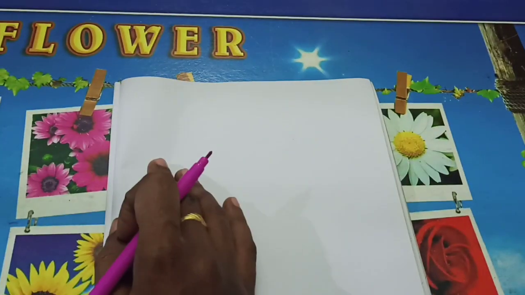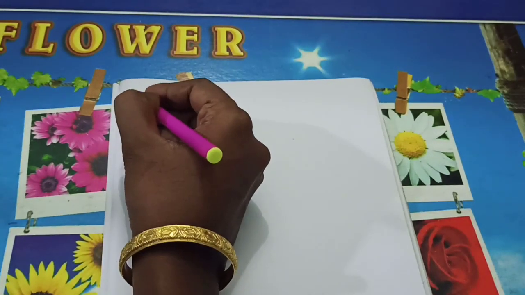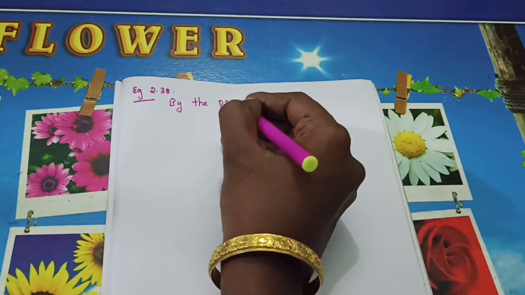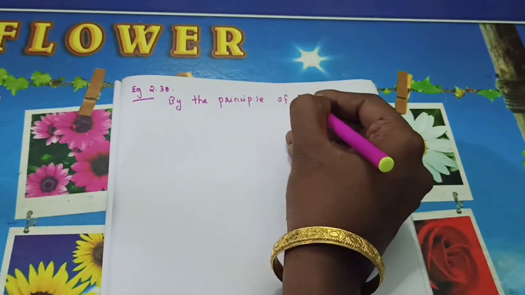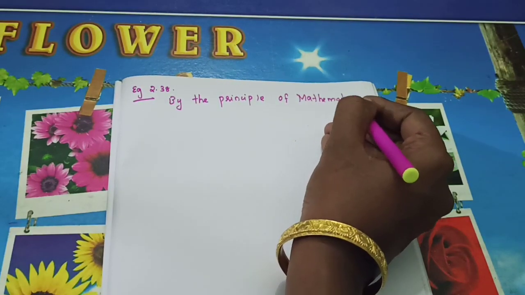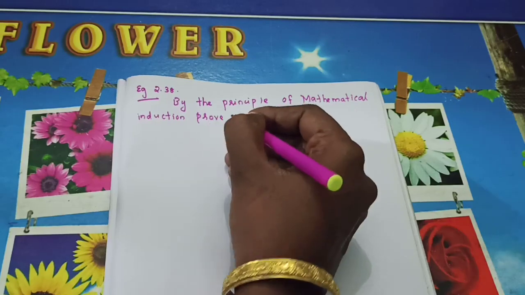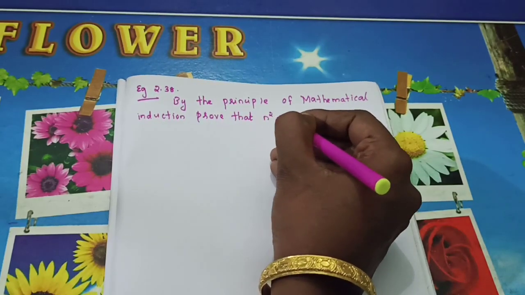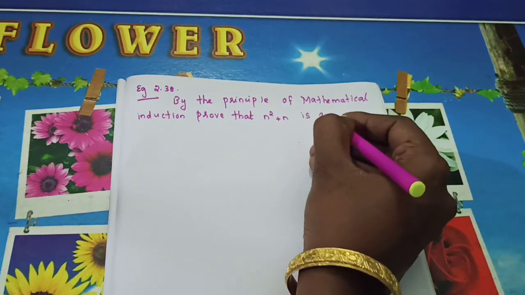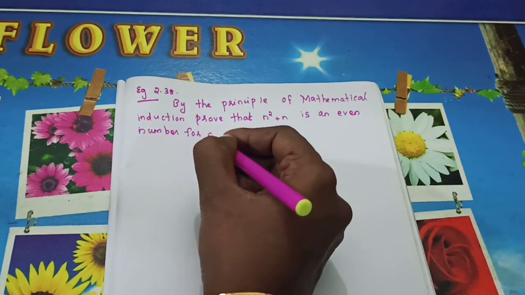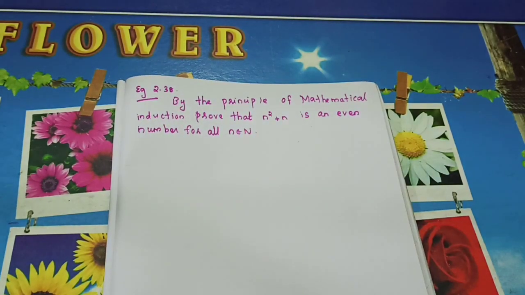Next question. Example 2.38. By the principle of mathematical induction, prove that n square plus n is an even number for all n belongs to N. So by the principle of mathematical induction, we need to prove n square plus n is an even number.